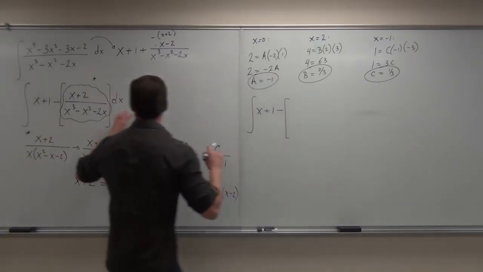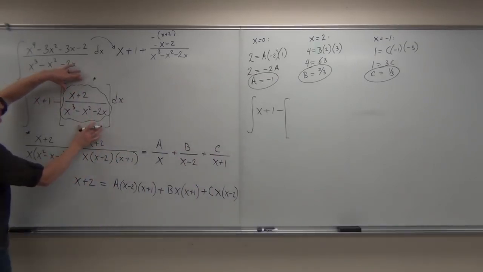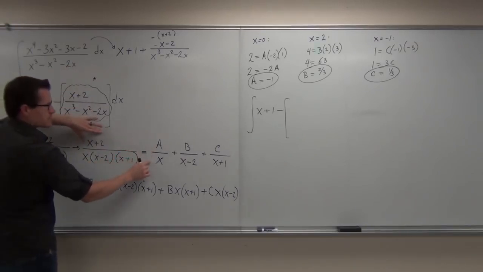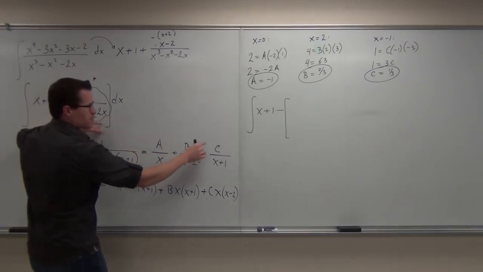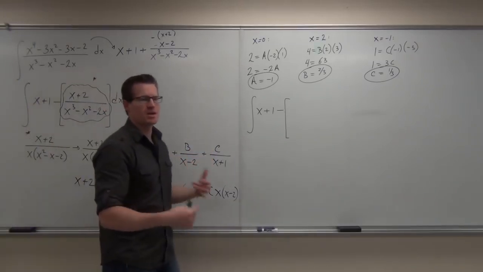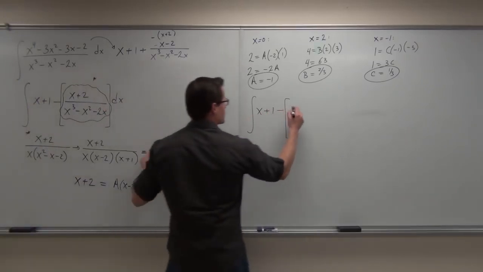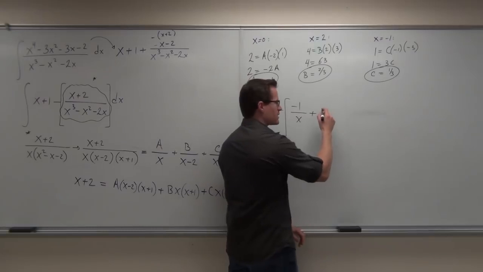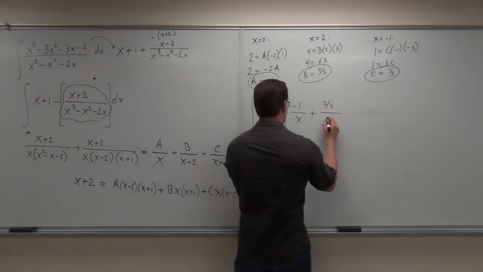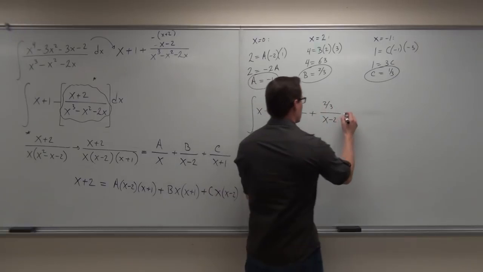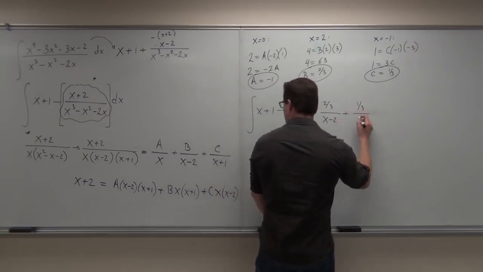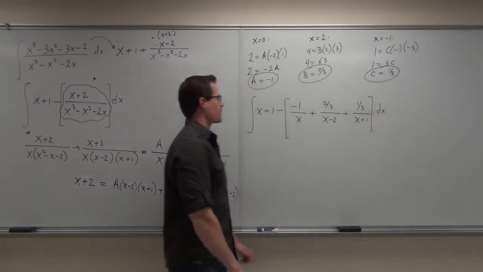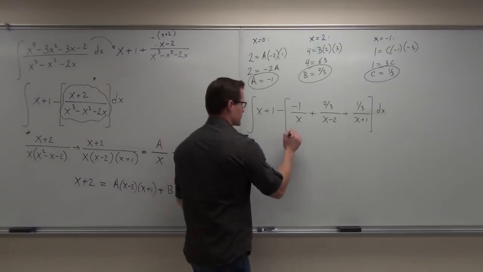Now inside that big bracket, we just did a partial fraction of this thing. What I know is that the partial fraction of this thing right here equals a over x plus b over x minus 2 plus c over x plus 1. Do I have my a, my b, and my c? Yep. Then what this is equal to is -1 over x plus 2/3 over x minus 2. Don't worry about that. Plus 1/3 over x plus 1 dx. A big bracket.